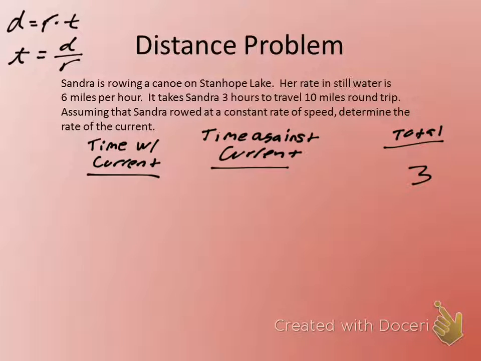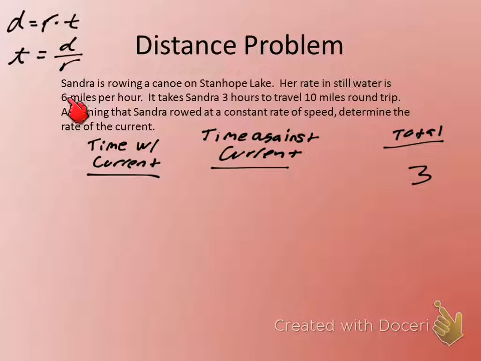And the reason why we did this is because we have a separate rate for whenever she's going with the current and when she's going without. So that's why you can't just set this up as a single ratio or proportion, because you have a separate rate for when she's going with the current as opposed to when she's going against. We know that these two times added together give us the 3 hours she spent on the round trip.